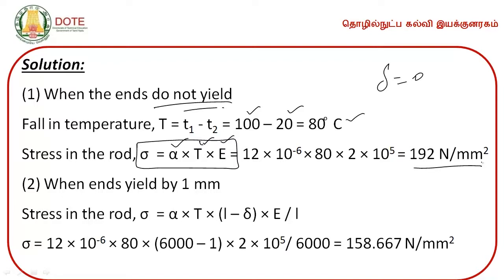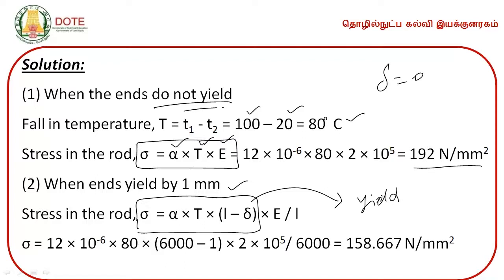Now we are going for the second condition, when the ends yield by 1 mm. Now the ends yield by 1 mm. Stress in the rod. What is the formula? Stress is equal to alpha into T into (L minus del) multiplied by E by L. What is del? This is the yield. L is the length.